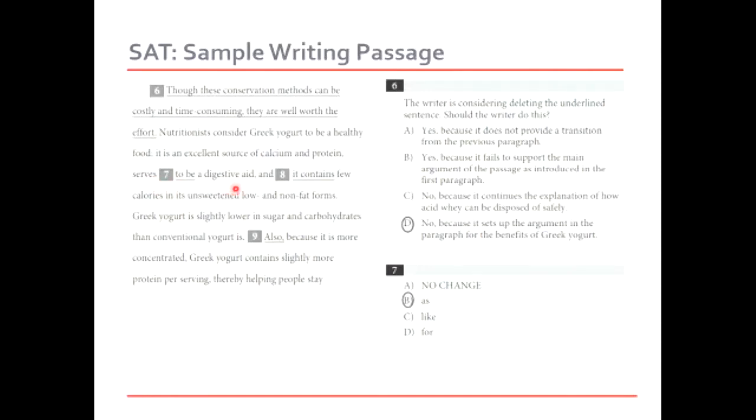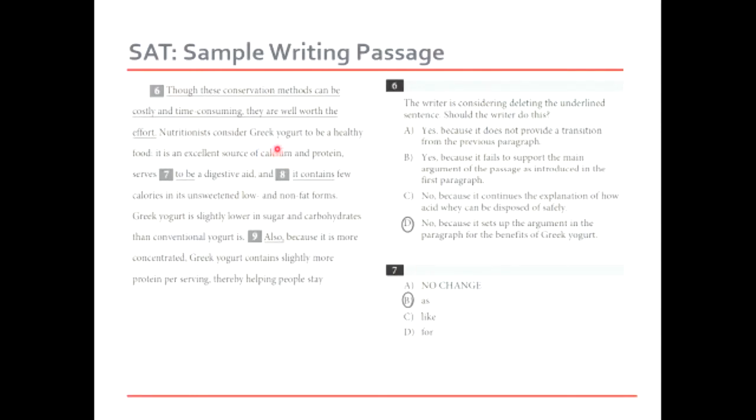So keeping that in mind, and it contains calories in its unsweetened, low and non-fat forms. So "as" is the more appropriate choice over here. It makes the sentence more meaningful. "To be" makes it overworded. We do not need to put "to be" over here.